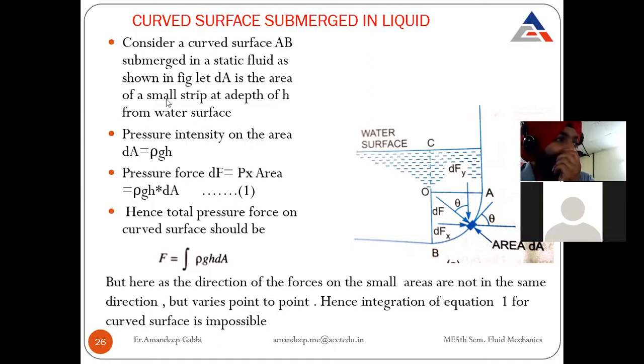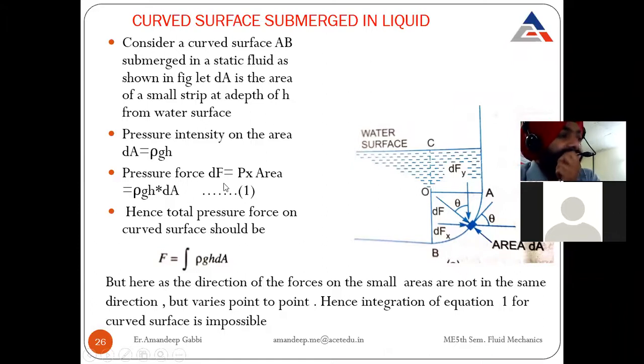dA is the area of the small strip at depth H. This is the depth H, and this is the small strip with area dA. The pressure intensity on the area dA is P equal to rho g h. This is the pressure intensity on area dA, the small area dA.